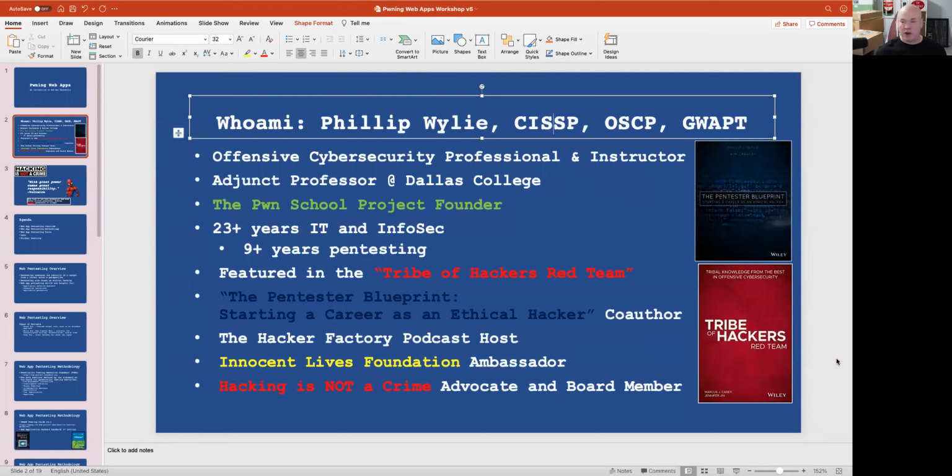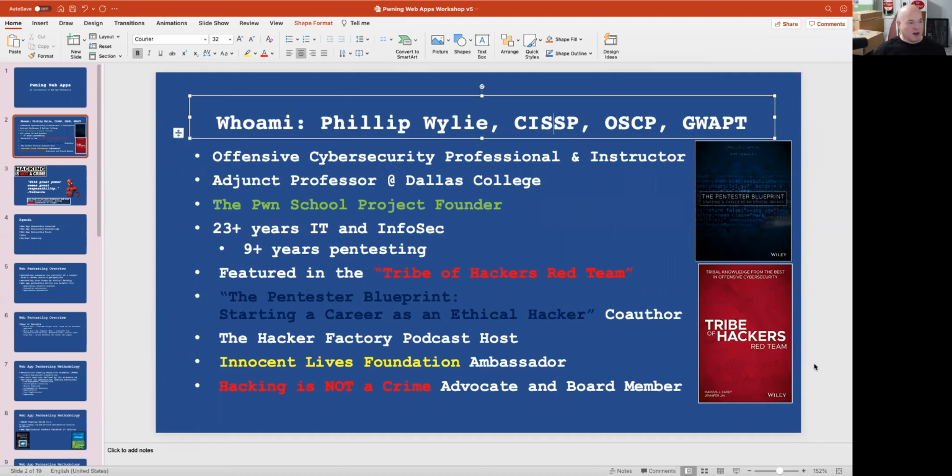So they did a survey to ask people different questions: what kind of information would you like to know from these experienced security professionals? The Tribe of Hackers, the original book, was just basically general security, but then they started to specialize. You have the Tribe of Hackers Red Team, which I was in, the Tribe of Hackers Blue Team, and then they had the Tribe of Hackers Leadership.